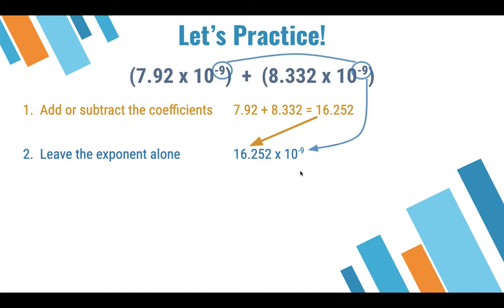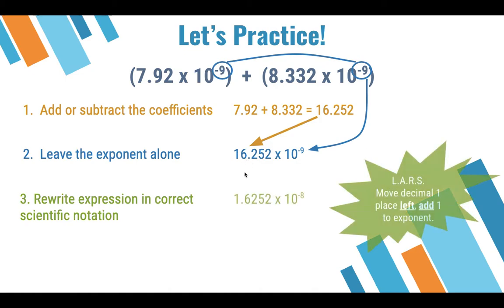Last step here, we leave that negative 9 alone. We carry it down. We need to write this expression in correct scientific notation. We look to see if we have to change this, and we do. We see that there are 2 digits in front of our decimal. We should only have 1. So remember LARS. We have to move. In this case, we need to move our decimal left 1.